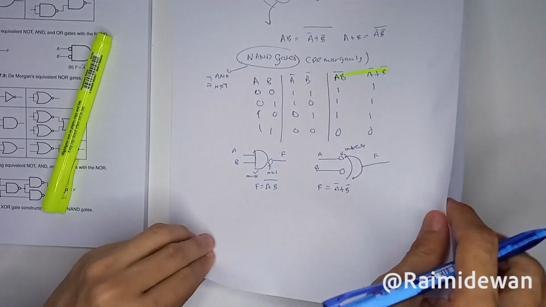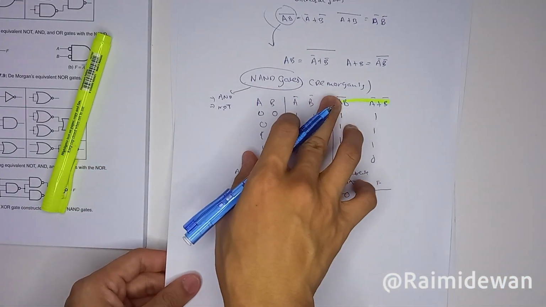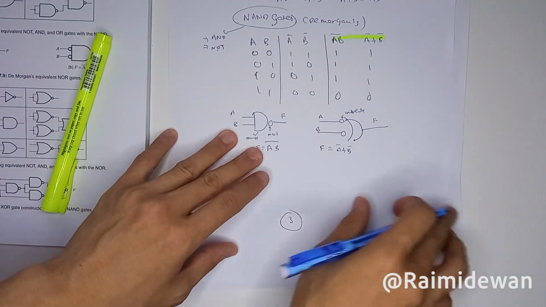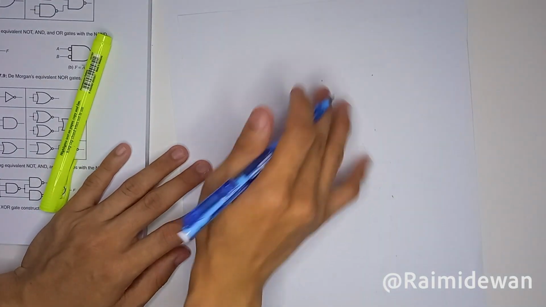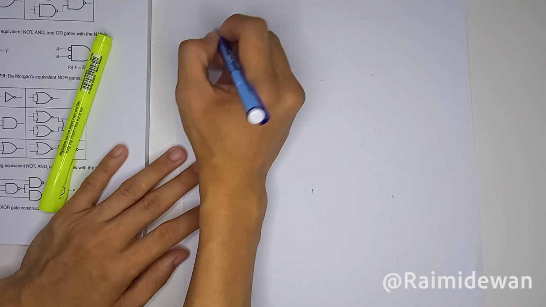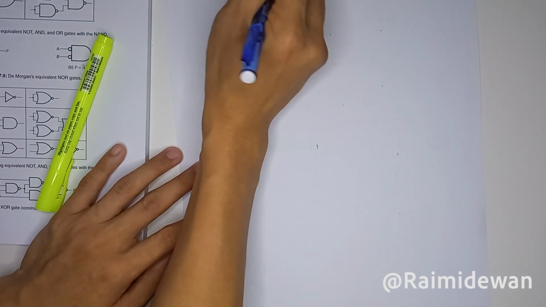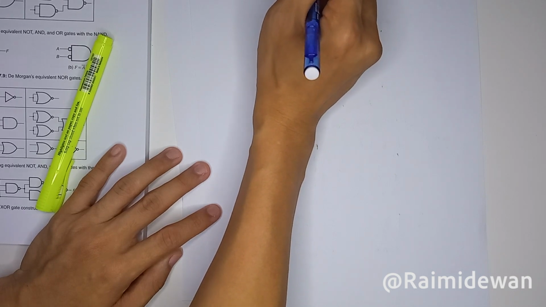How about the NOR gate? This is the NAND gate using De Morgan's. How about the NOR gate? For De Morgan's, how is it actually applied?